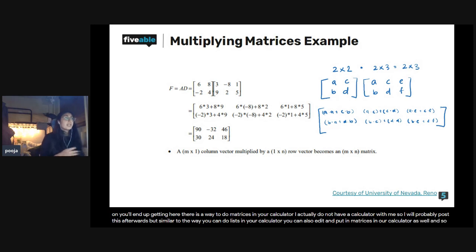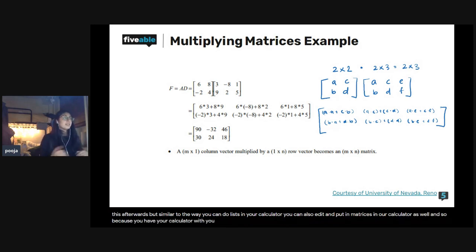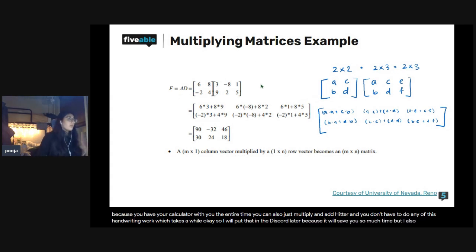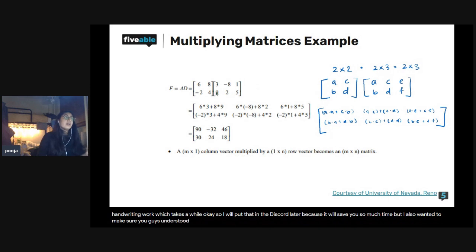And because you have your calculator with you the entire time, you can also just multiply and add matrices within your calculator. And you don't have to do any of this handwriting work, which takes a while. Okay, so I will put that in the Discord later because it will save you so much time. But I also wanted to make sure you understood how the numbers are working so that you don't just get there and think, oh, okay, these are certain numbers. Hopefully it's the right answer.